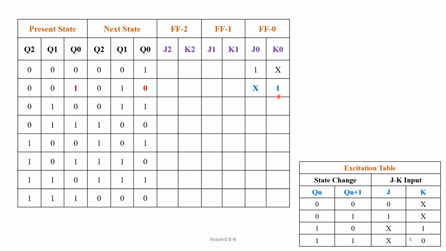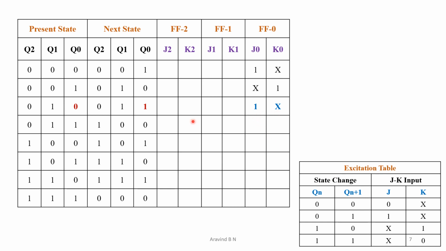Remember, we are identifying for Q0. This Q0 corresponds to flip-flop 0. Only for that we are making the corresponding filling over here. Similarly, there is one more. 0, 1 is the combination. For 0 and 1, the corresponding J and K, 1 and don't care, has been filled over here.